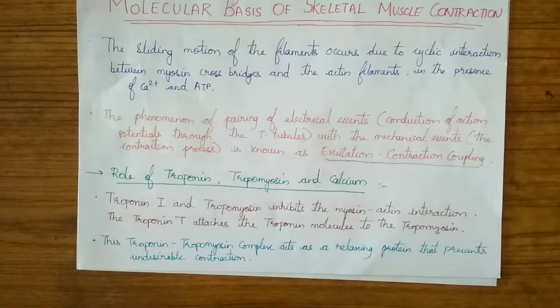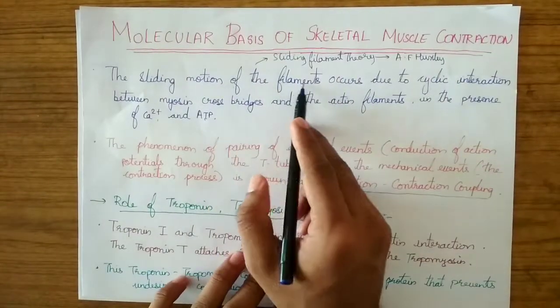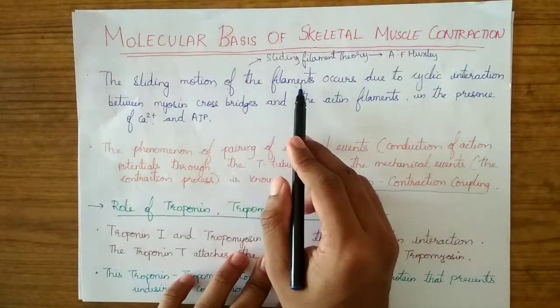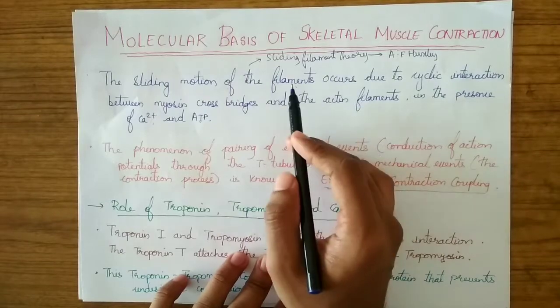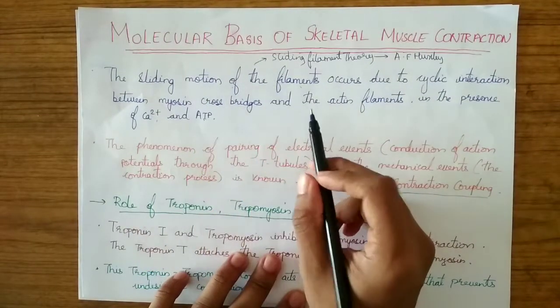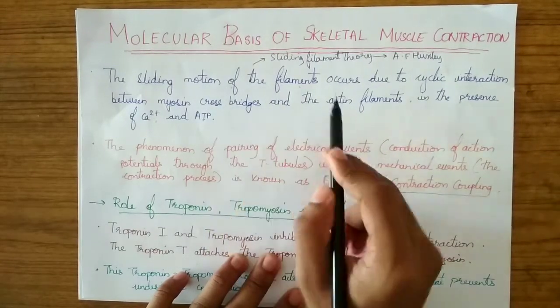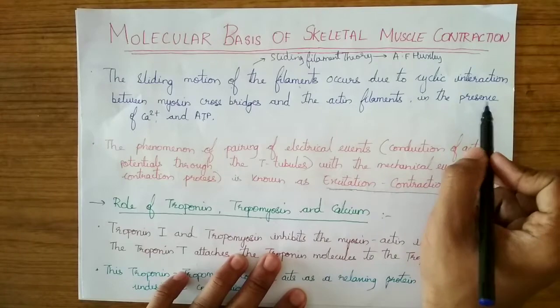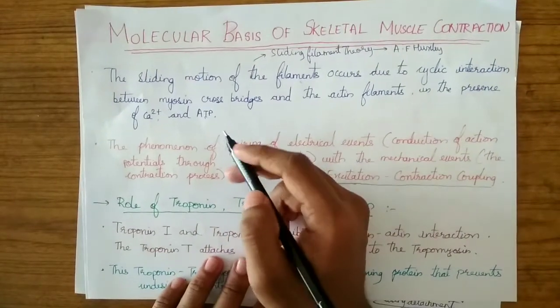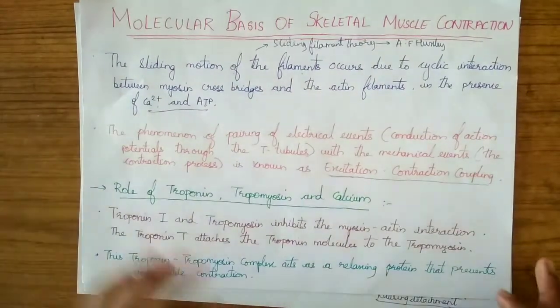So let's start. So what happens in muscle contraction? There is sliding motion of the filaments. The filaments are the thick filament and thin filament, which I talked about in the previous video. The sliding motion of the filaments occurs due to the cyclic interaction between myosin cross bridges and the actin filaments in the presence of calcium and ATP. So calcium and ATP are required mainly for the muscle contraction process.